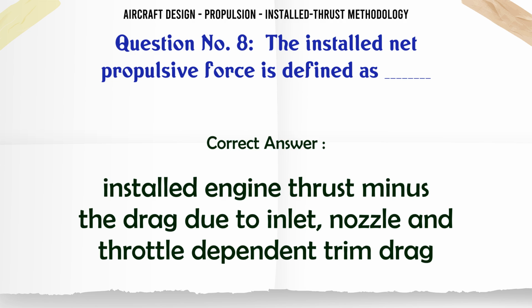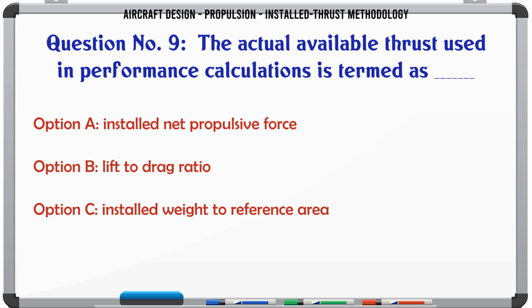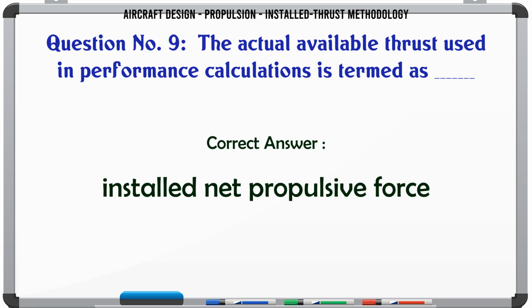dependent trim drag. The actual available thrust used in performance calculations is termed as A. Installed net propulsive force. B. Lift to drag ratio. C. Installed weight to reference area. D. Gross lift and weight. The correct answer is installed net propulsive force.